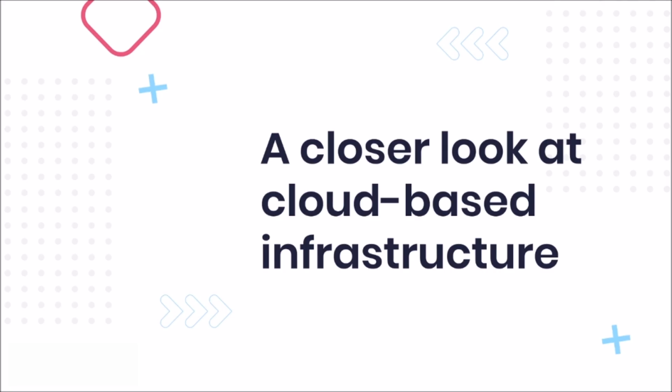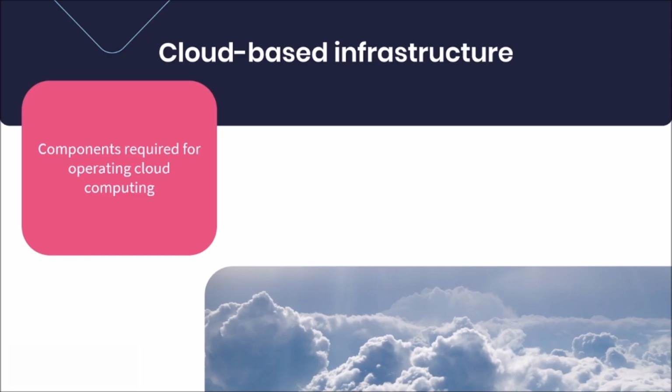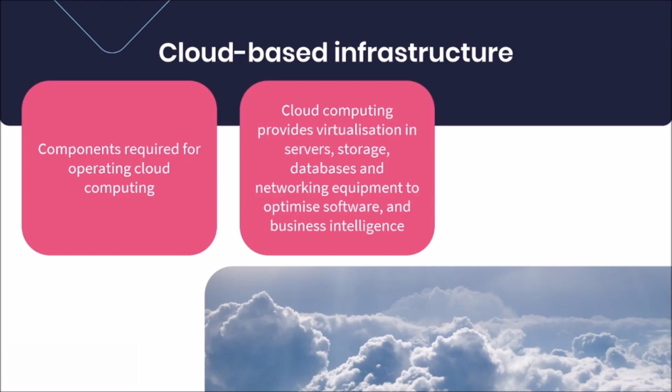Now that we've looked at enterprise portals and common enterprise network policies, let's turn our attention to cloud-based infrastructure, which are basically just an upgrade of the previous infrastructures we've discussed. So what is cloud-based infrastructure? Cloud infrastructure could be described as the components required for operating cloud computing. These components often contain hardware and software resources, storage, servers, and other network resources.